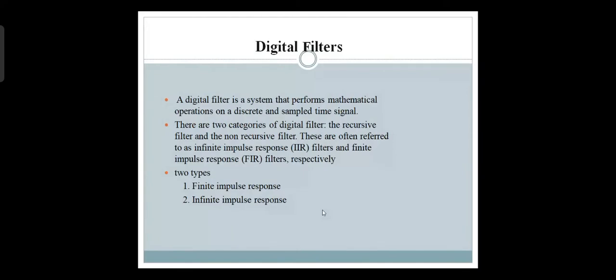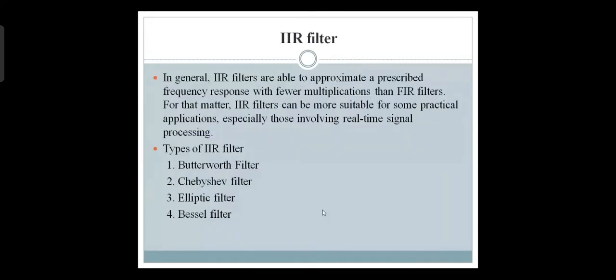There are two categories of digital filter, the recursive filter and the non-recursive filter. These are often referred to as infinite impulse response, that is IIR filter, and finite impulse response, that is FIR filter, respectively. What is an IIR filter? IIR filters are one of two primary types of digital filters used in digital signal processing applications.